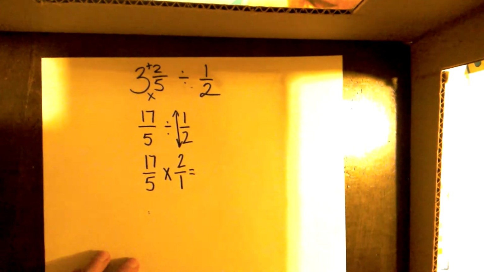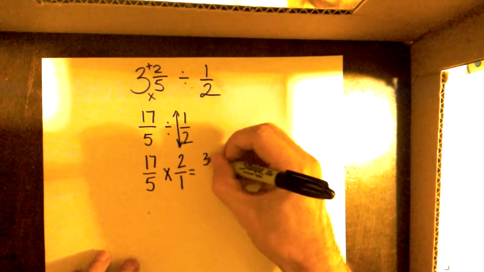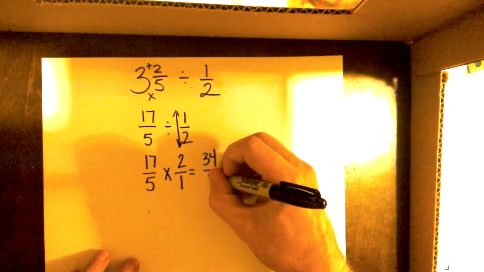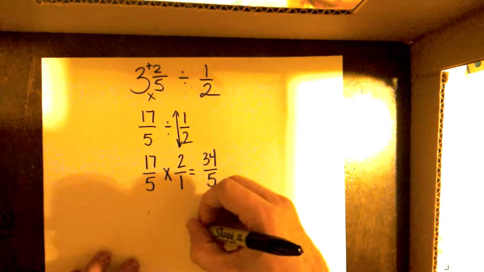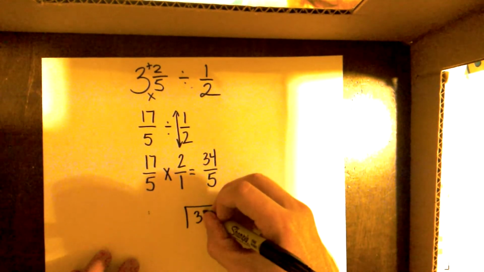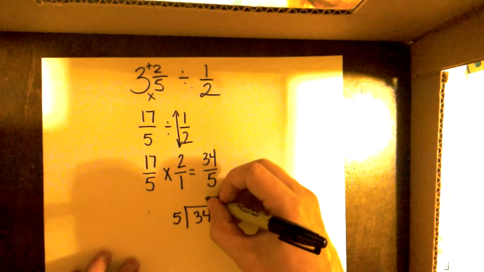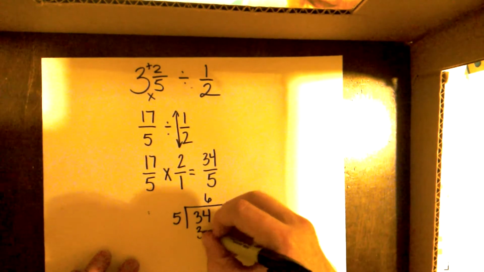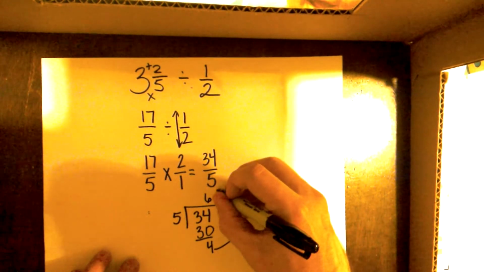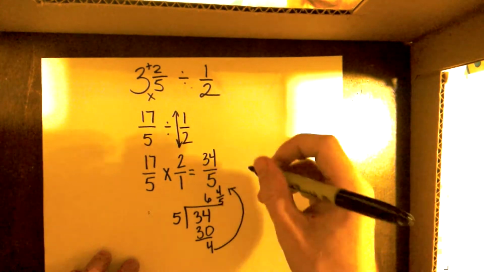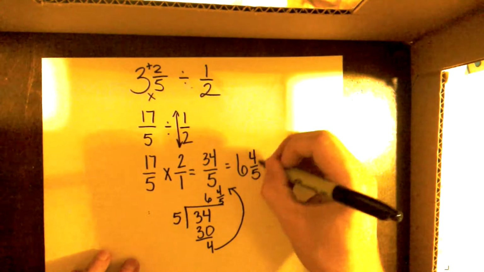Now, dividing fractions, that's no problem. Take the top times the top, bottom times the bottom. I got 34 over 5. Which, horse and cowboy, can't leave the bigger number on top. 5 goes into 34 6 whole times. 30, 4 left over in the numerator. Denominator stays the same. Final answer, 6 and 4 fifths.